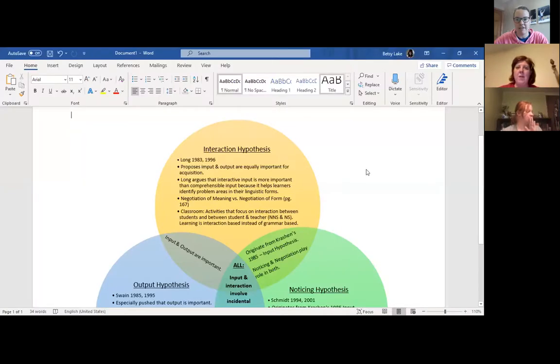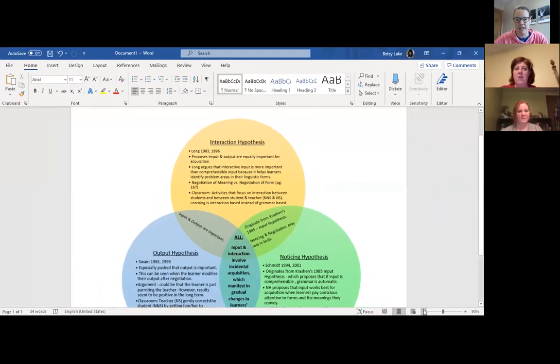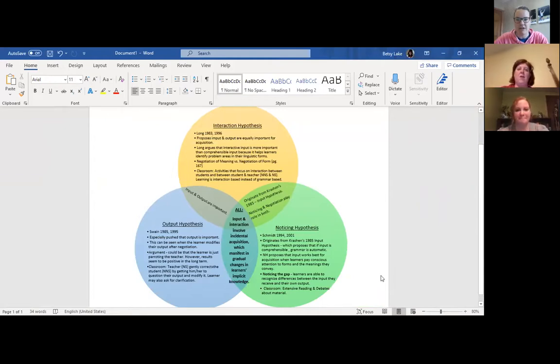I did a Venn diagram, and I included 3 hypotheses: the interaction hypothesis, noticing hypothesis, and output hypothesis. The first thing I want to start off by saying is, what is it that they all have in common? Here in this all section, I have input and interaction involve incidental acquisition, which manifests gradual changes in learners' implicit knowledge. So for all 3 of them, they all include how input is important, as well as interaction. Some other pieces that we see in a lot of these theories are noticing and negotiation, and focus on output.